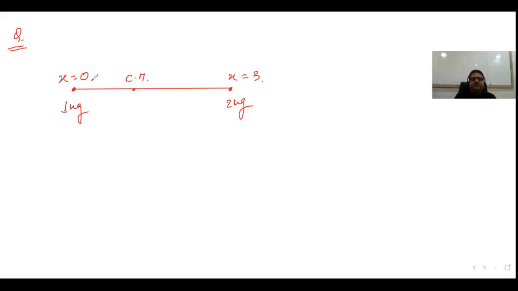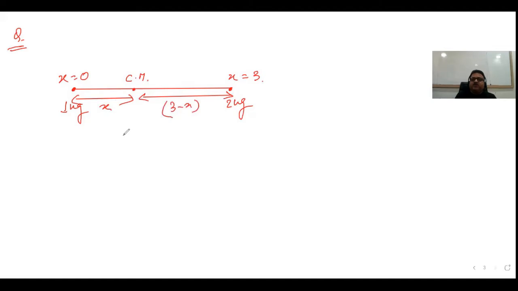Students, look at this. There is a problem given. Two masses, 1 kg and 2 kg, are placed at the points x equals 0 and x equals 3. We need to calculate the position of the center of mass. So I'm going to show you this by using that shortcut trick. Let us assume the distance is x. So what will be the other distance? Obviously 3 minus x. So this is x and this is 3 minus x.